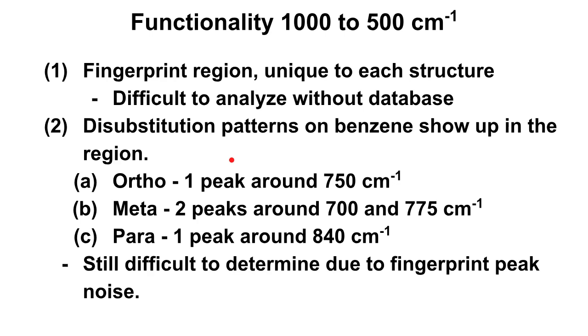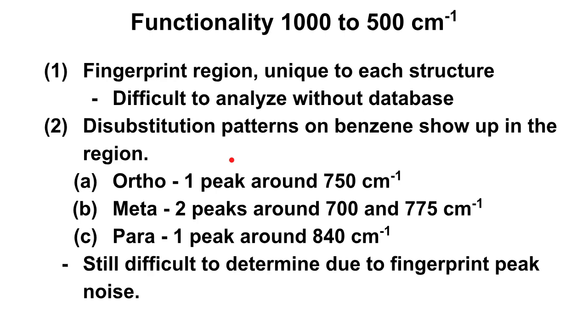Now, that being said, I do have to bring up one thing, because there is something that's a fairly well-known pattern there. The disubstitution patterns on a benzene ring show up in this region. If you have an ortho substitution pattern, the benzene ring will show about one peak around 750. If you have a meta substitution pattern, you're going to get two peaks, and they will be around 700 and 775. And then for para, if you have a 1,4 substitution pattern, you'll get one peak around 840. These can still be difficult to determine in the fingerprint region, and that's due to all of the other peaks that are present there. So it can easily get lost in the noise.